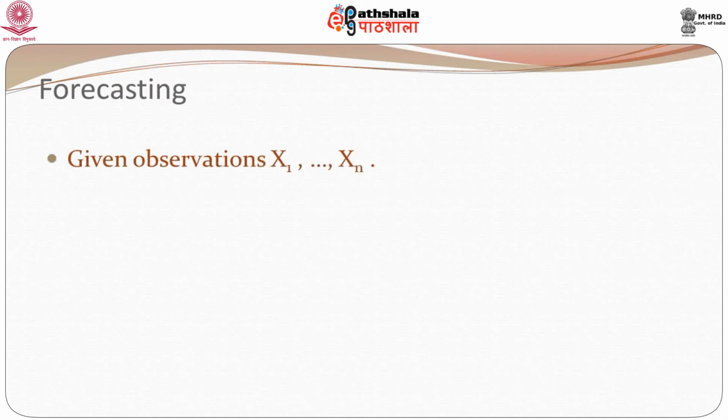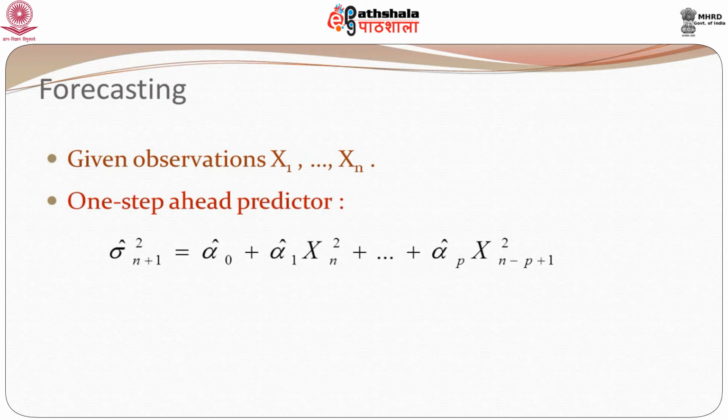So, suppose we are given x1 to xn. So, suppose n observations are given and we want to predict further ahead. So, we want to look at n plus 1 or n plus 2, etc. Looking at n plus 1 is simple, it is a one step ahead predictor, and sigma n plus 1 hat square would be alpha naught hat, alpha 1 hat x n square, etc., alpha p hat x n minus p plus 1 square. This is simple because we are just using the estimated alphas and all the x's that we require. Sigma n plus 1 depends on x n and its past values. So, this is all given.